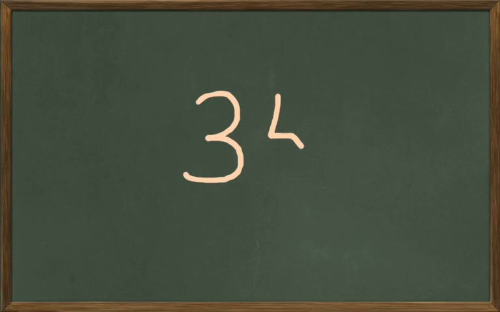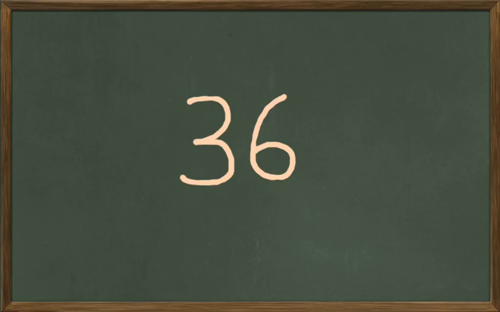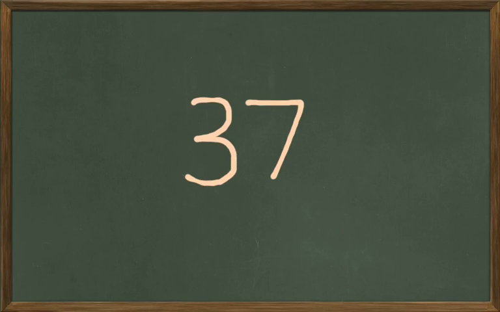35 looks like that, a 3 and a 5, side by side. 36 is a 3 and a 6 next to each other. You read that, 36. 37, a 3 and a 7 make 37 when you write them like that next to each other. 37.